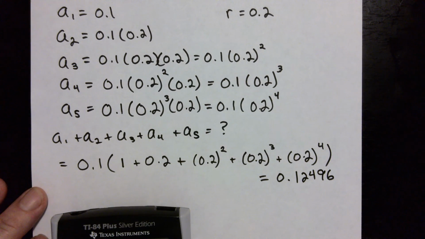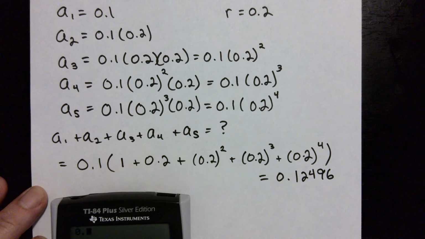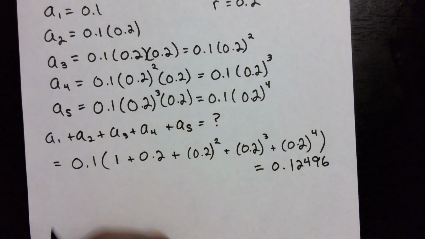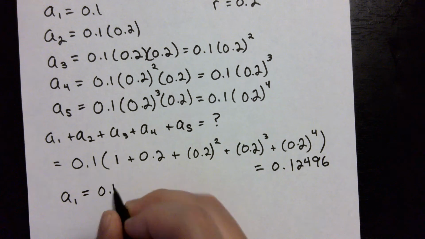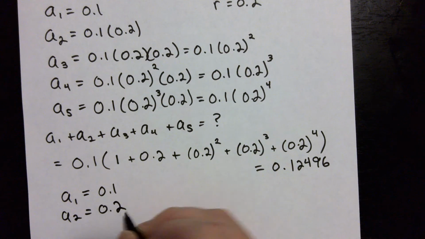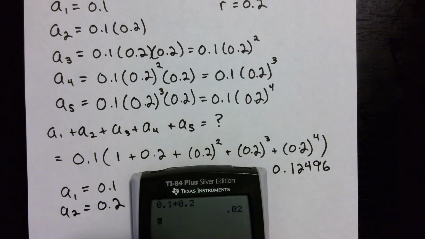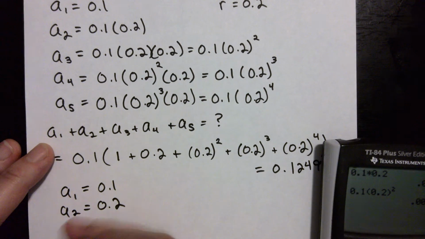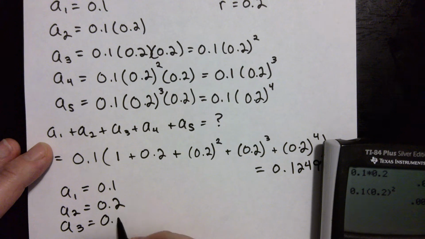Look up here: 0.1 is a1, that one's fine. The second term is 0.1 times 0.2, which would be 0.02. Let's write this down. This is just another way. You can stop the video now if you like the way we did it first. a1 is 0.1. a2 is equal to 0.02. a3 is 0.1 times 0.2 squared, which is 0.004.